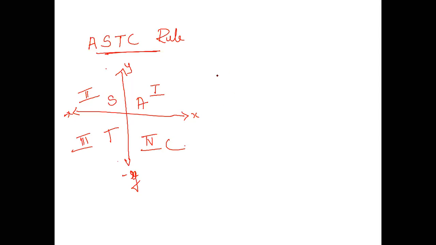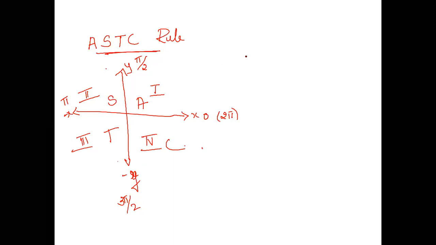So what does this rule say? We represent these quadrants in angles. The first quadrant is 0 to pi by 2, the second quadrant is pi by 2 to pi, the third quadrant is pi to 3 pi by 2, and the fourth quadrant is 3 pi by 2 to 2 pi. Then one full round is completed, and it becomes 2 pi. This is how it goes.